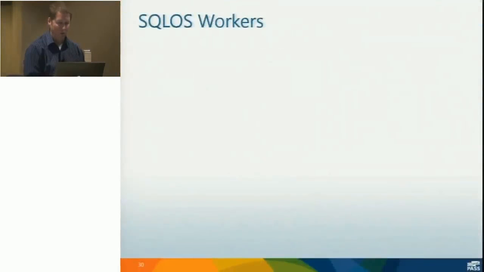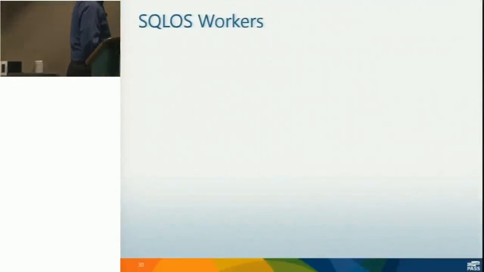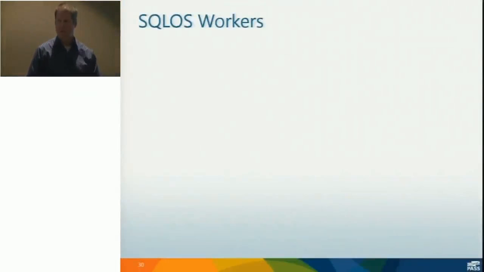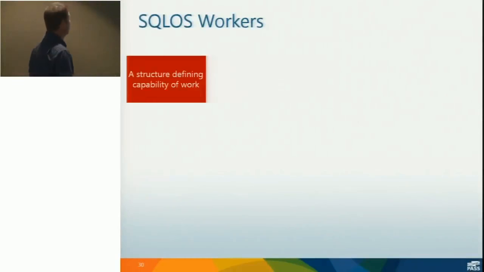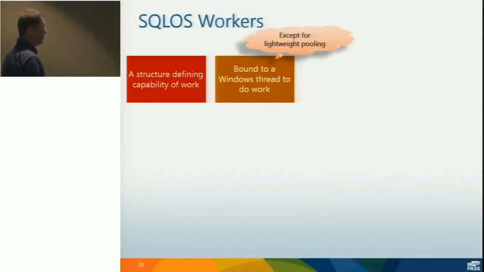Let's talk about workers. So a task is a function pointer. That's the code to run. A worker is what actually does the work. Okay? So I want you to think of it that way. Task being the code, a worker is the horse behind it making it happen. So they're bound to a Windows thread to do this, except for lightweight pooling, which we're not going to get into. That's a fiber. I do not recommend this.